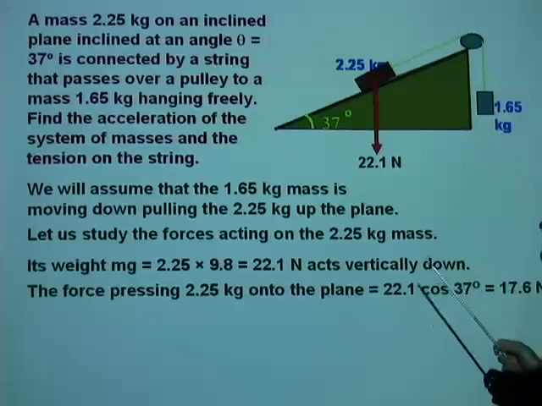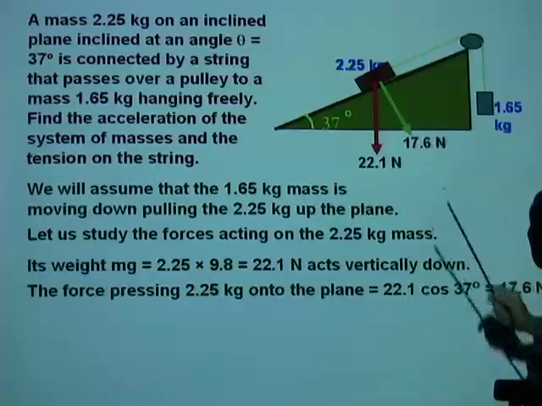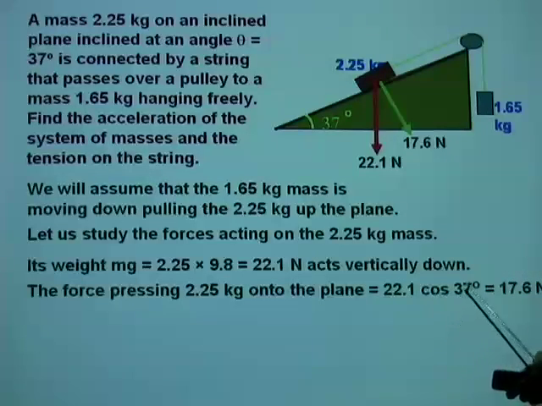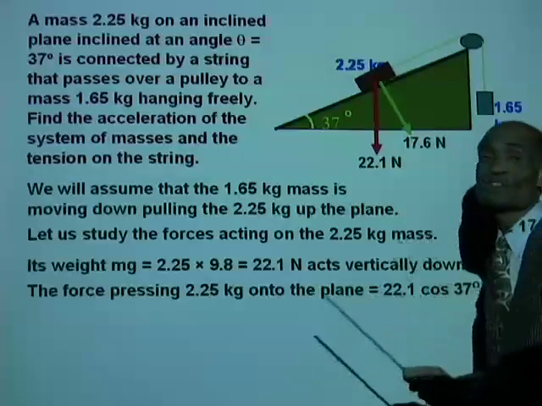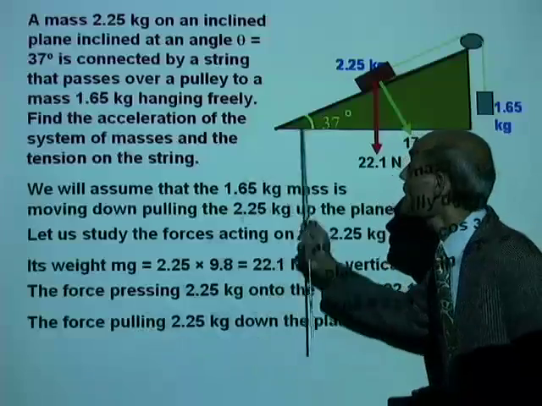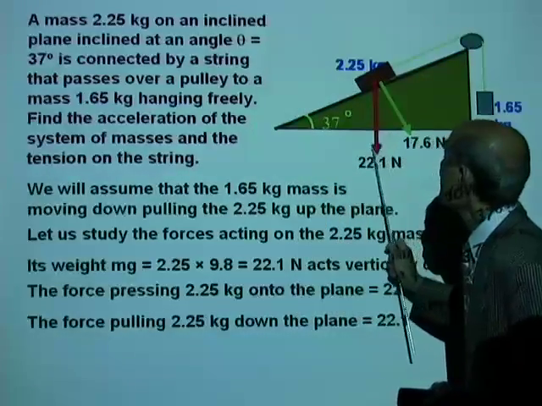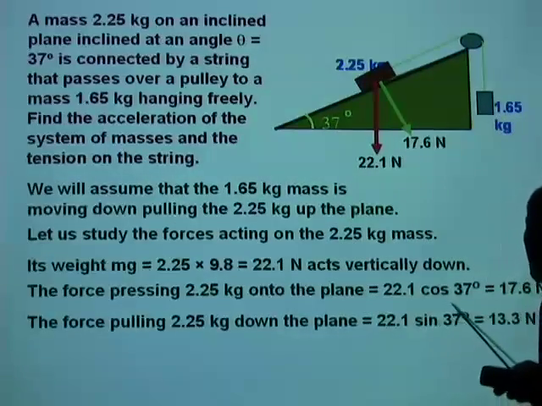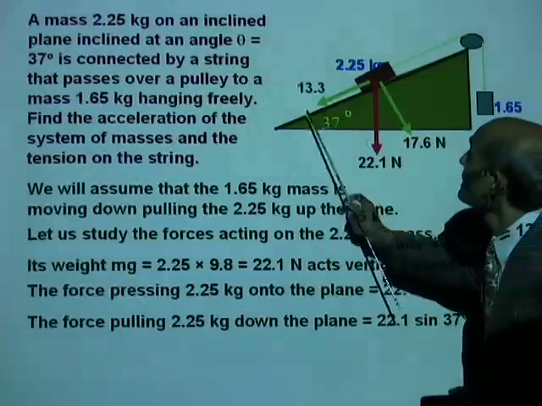The force pressing the 2.25 kilogram onto the plane is 22.1 cos 37. It works out to be 17.6 Newton. And the force pulling the 2.25 kilogram down the plane will be 22.1 sine 37 degrees, and that is 13.3 Newton down the plane.